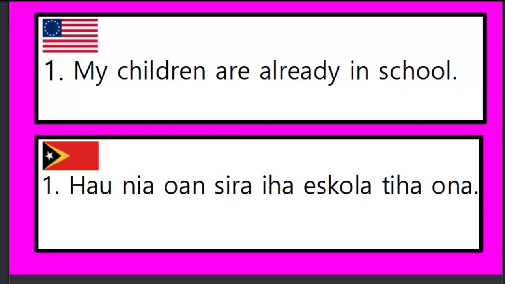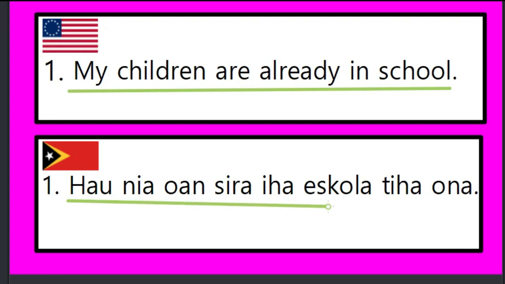Now we have here number one, but I'd like to change this. My children are already in school. How nia oan sira iha eskola tia ona. We can just say oan sira eskola ona. You can also say once again in English, my children are already in school. Oan sira iha eskola iha ona. Okay.